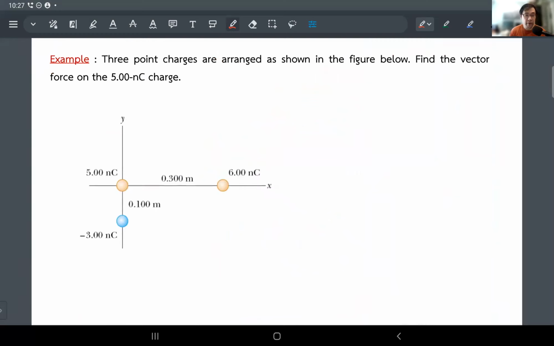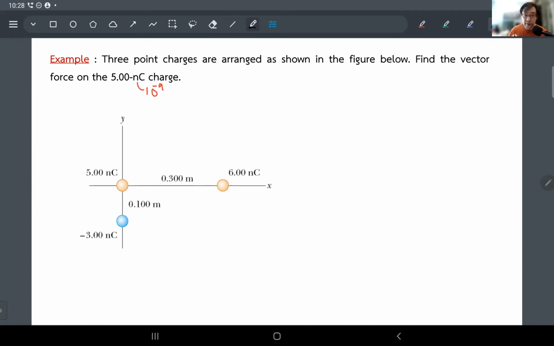For example, over here, you have 3-point charges arranged as shown in the figure below. Find the vector force on the 5 nanocoulomb charge. The nano is 10 to the negative 9, but that's just a prefix right there. So you want to find the net force on the charge number 5, which is at the origin in the coordinates right here. So this is where I hope I can draw a nice diagram for you guys.